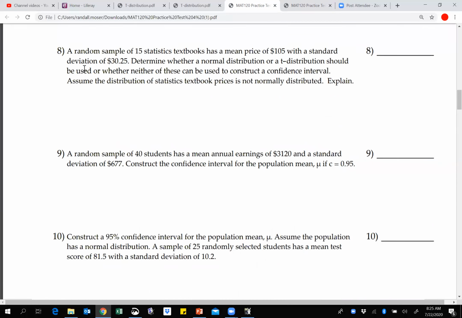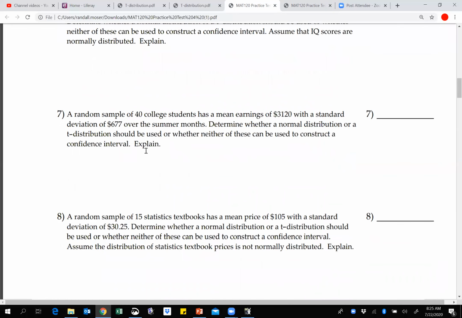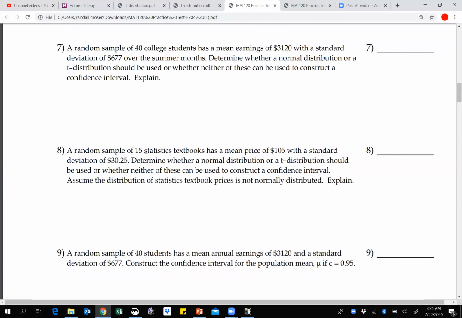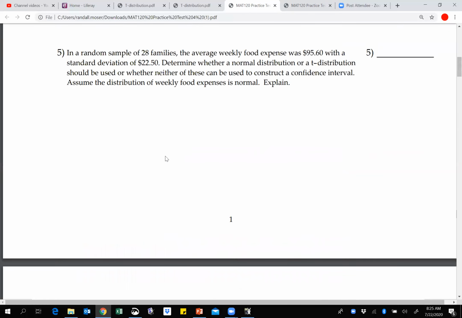Does anybody have any questions on either of 5 through 8? Number 5 again. I got confused. Yeah, let's go back to 5.